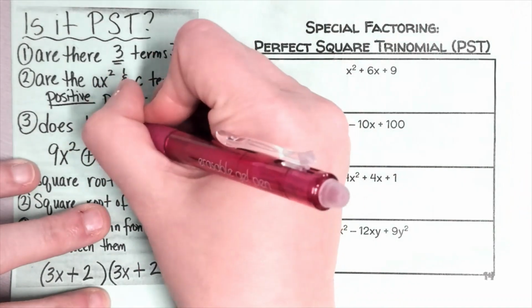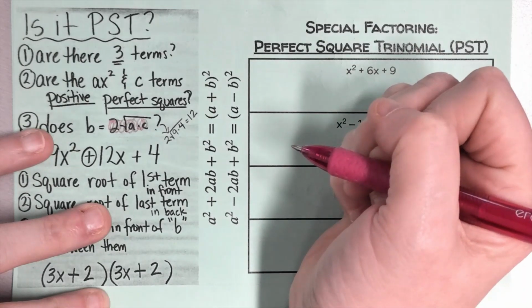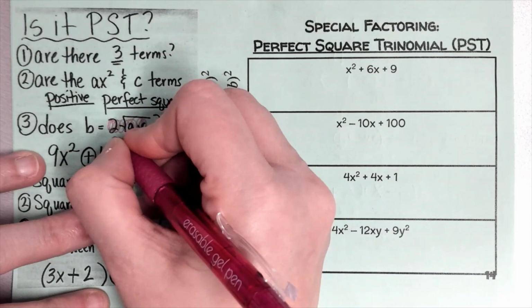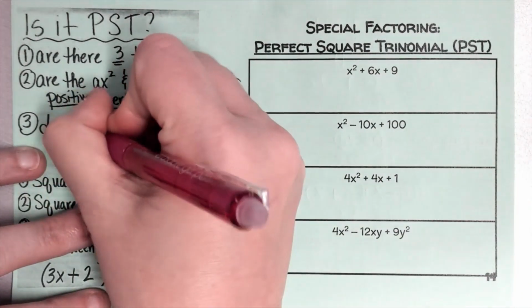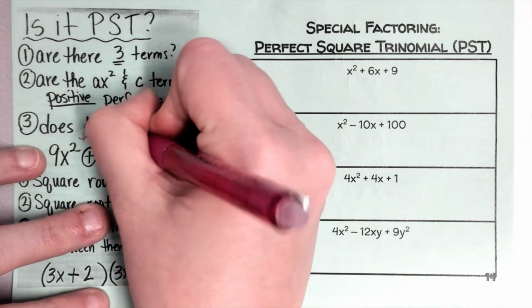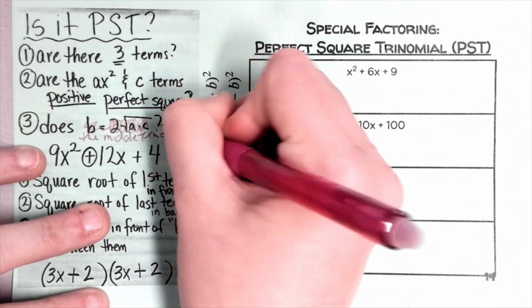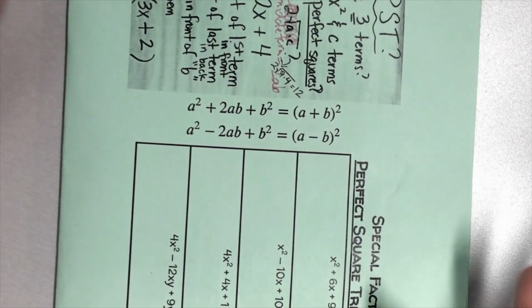First of all, we're going to change this a little bit right here. Does the middle term equal 2AB? Because I want you guys to use this pattern. It's on your formula chart, why not?